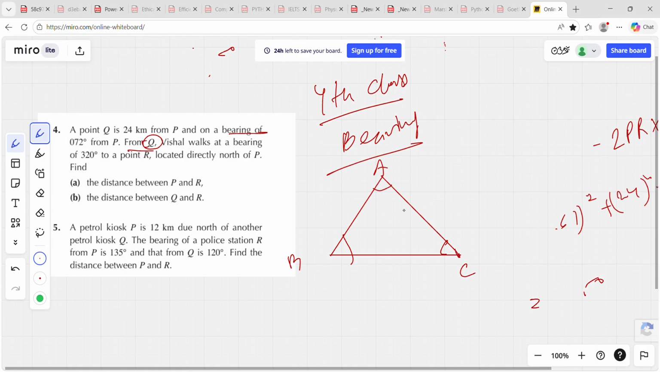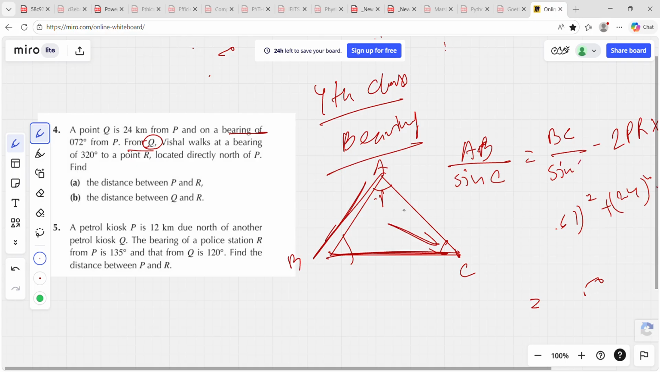If you have the value of any angle, let's say AB divided by sine. What is AB? This is AB, and what is the opposite of AB? That is C. So you write sine C. Next you can take BC. This is BC. What is the opposite of BC? That is angle A. So you write sine A. This is our sine formula: side divided by the sine of its opposite angle.